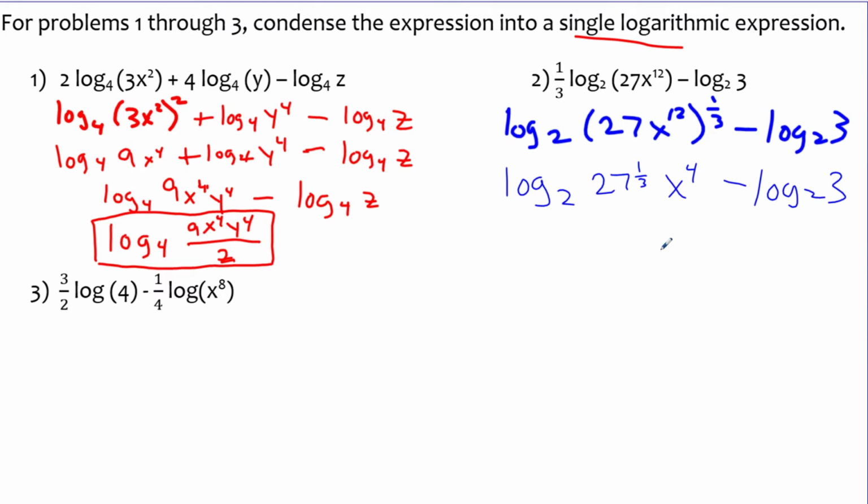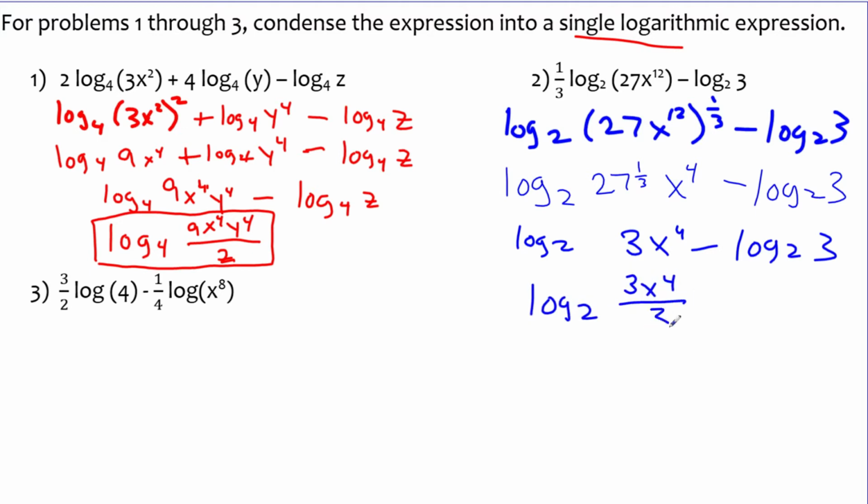Okay? So now we're going to do 27 to the 1/3. 27 to the 1/3 is just 3, right? It's the cube root of 27. So I'm going to say the log base 2 of 3x to the 4th minus the log base 2 of 3. So now I have subtraction in between two logs, which means divide them. So log base 2 of 3x to the 4th over 3.